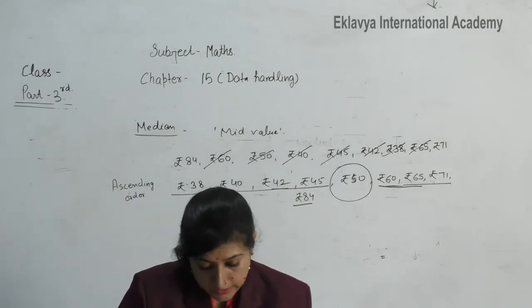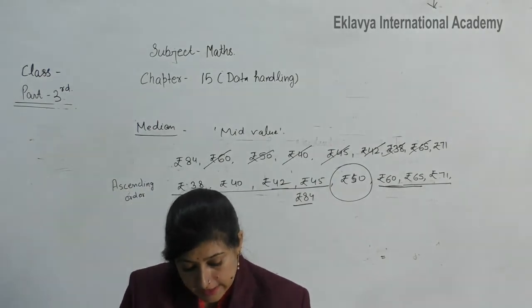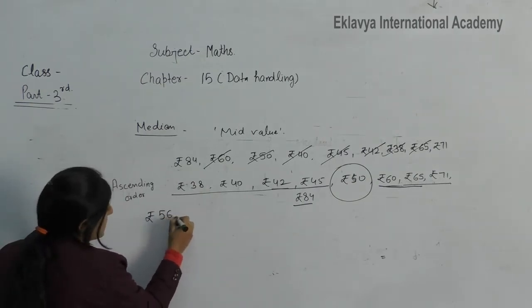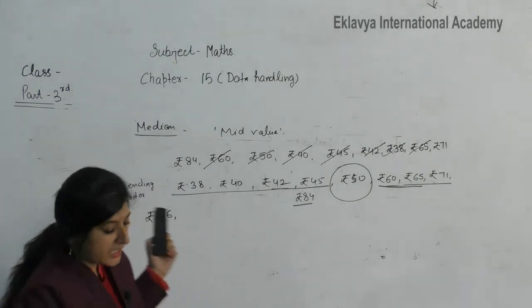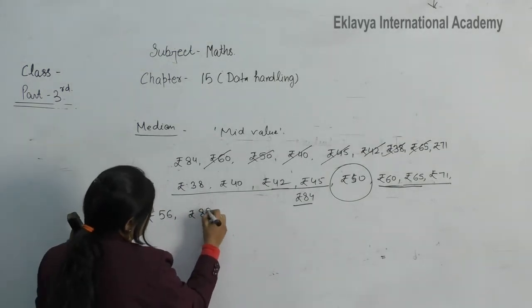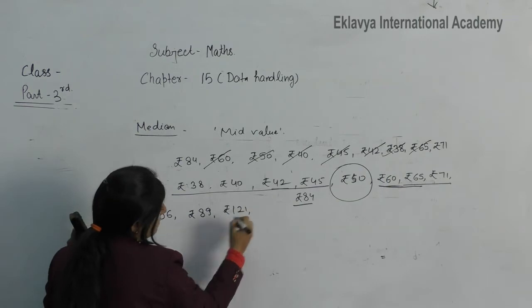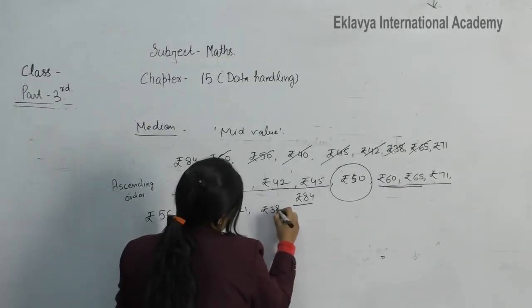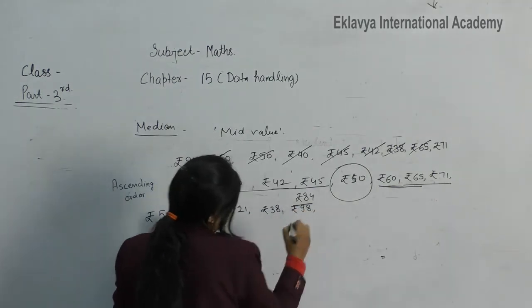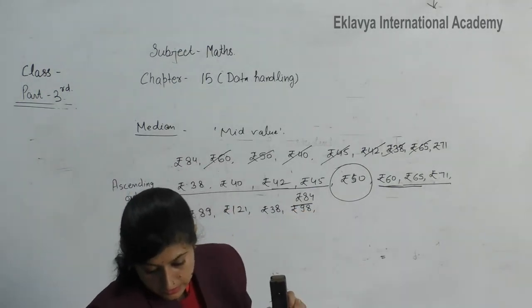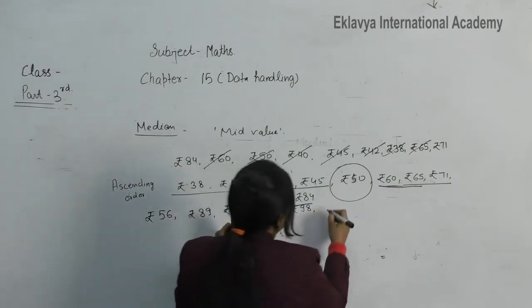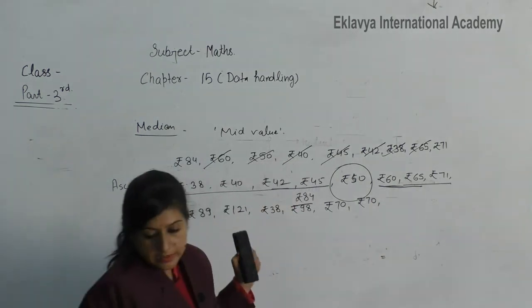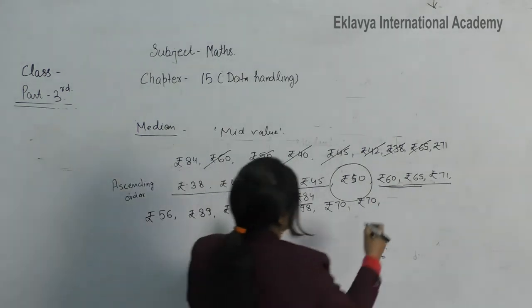Okay, one more thing. Find the median salary of the following salaries of workers. One more question is given to you: ₹56, 89, 121, 38, 98, ₹70, 70, and 72.